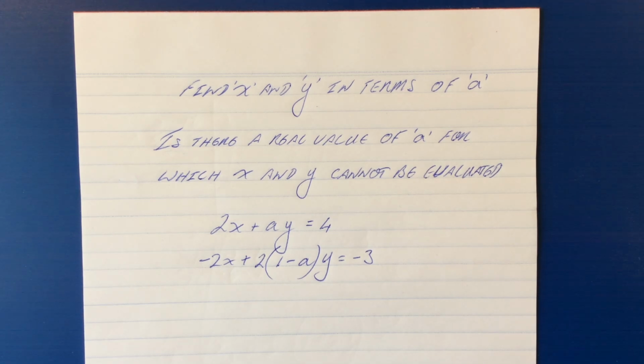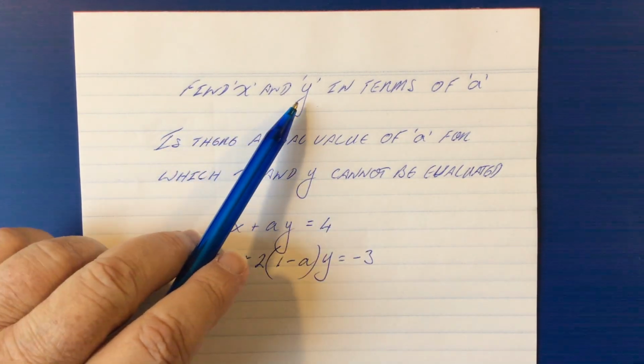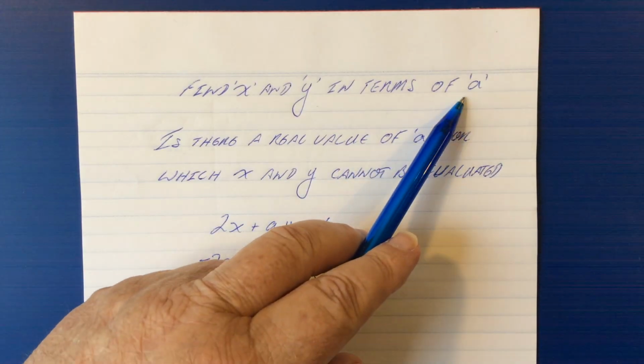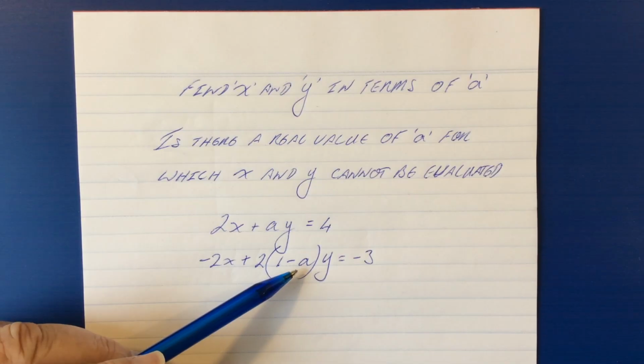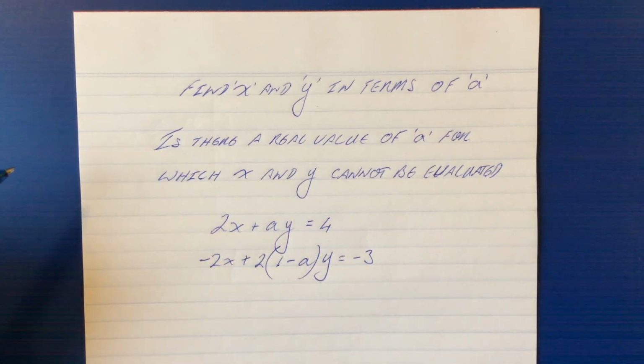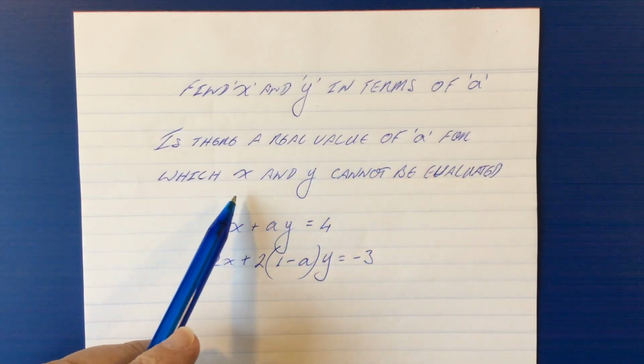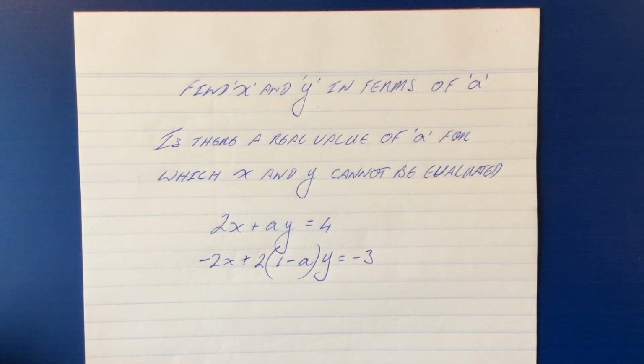We've got a bit of a mouthful here today. We've been asked to find x and y, or the value of x and y in these expressions in terms of a. You'll notice that we have a third variable here, third pronumeral a, in each of these expressions. And we've also been asked whether there is a real value of a for which x and y cannot be evaluated. Well, that is actually the easier task. Anyway, let's get into the first task and find x and y in terms of a.